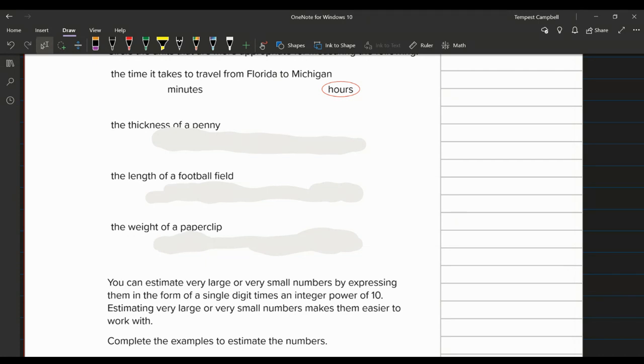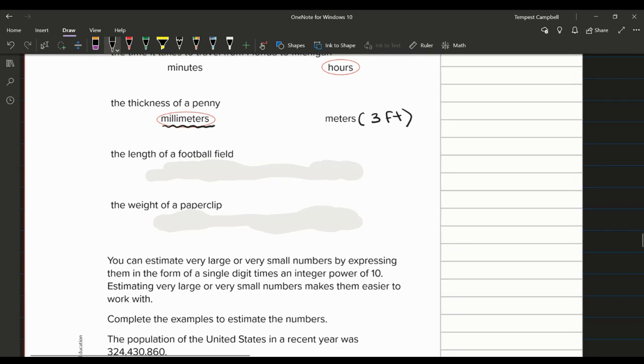Now, try the next one, the thickness of a penny. What would make sense? Hopefully you said millimeters because meters, that's 3 feet. Would it make sense to talk about the thickness of a penny in 3 feet? No, but millimeters are a lot smaller.